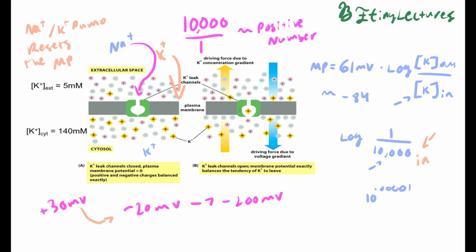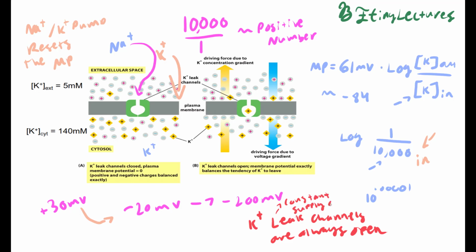Now, within the cell membrane, you have these potassium leak channels. Whenever we are resting and we're not generating action potentials, these channels are always open. And so we can say that potassium leak channels are always open. And this allows us to have a constant supply of potassium. So now let's zoom in and see how this process takes place.